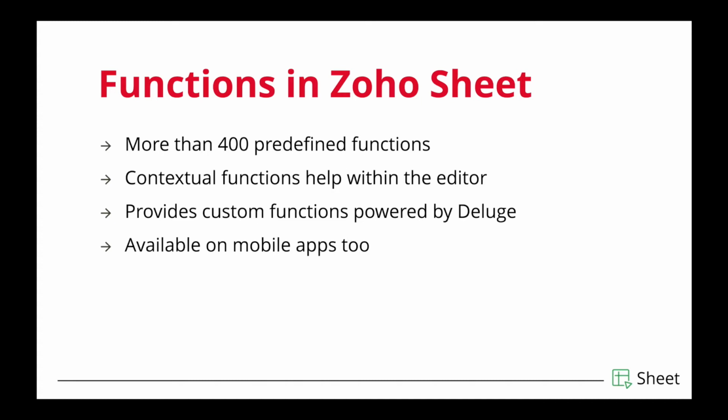Using custom functions, you can also bring in contextual data from other applications such as Zoho CRM, Books, or other third-party applications such as Trello, etc. And these predefined functions in Zoho Sheet are also available on our mobile apps, so you can work on functions on the go using your smartphones and tablets too.